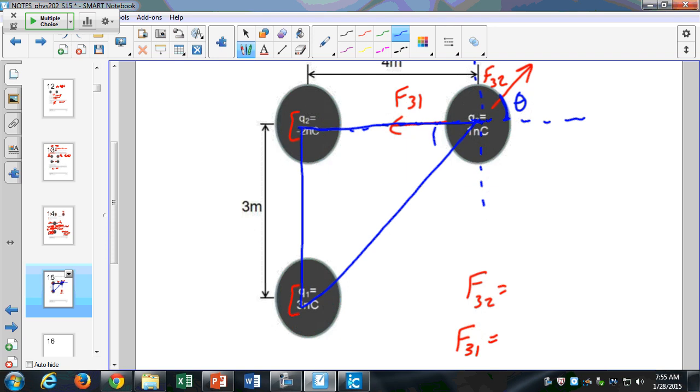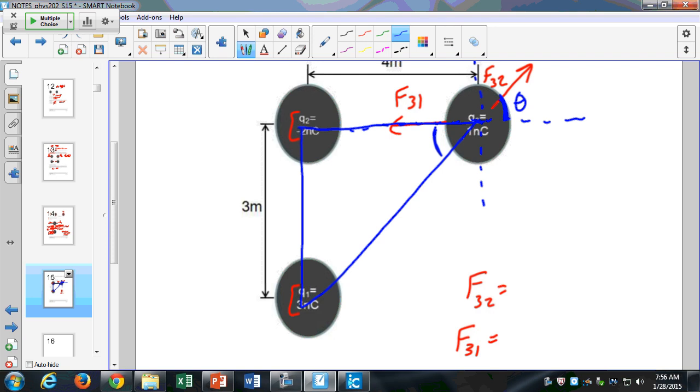And whatever this angle is, it's equal to this angle. Anytime you have two lines crossing, the opposing angles on either side are equal. So if I find this angle, then I can find what this angle is. Does anybody know what this angle is right off?